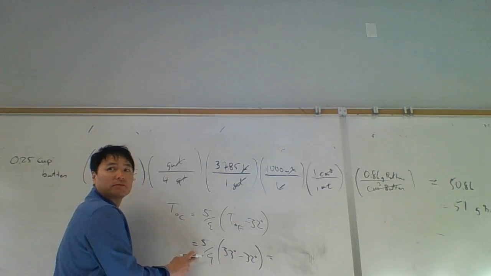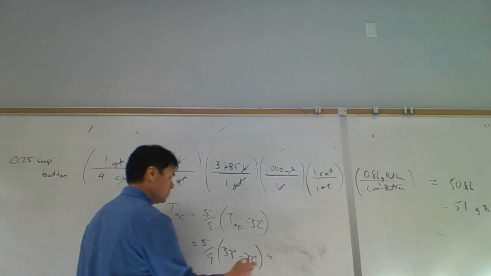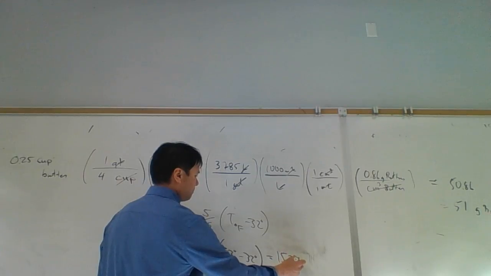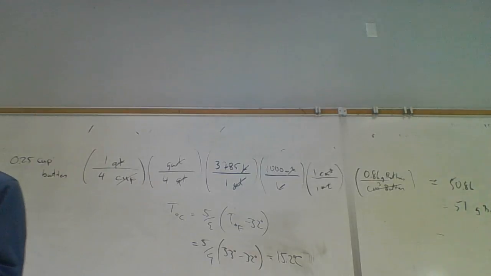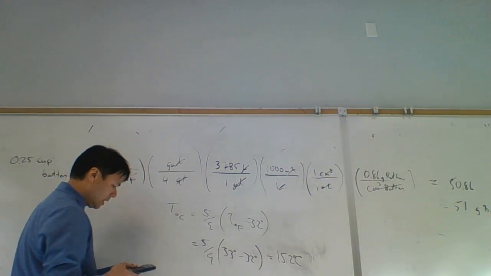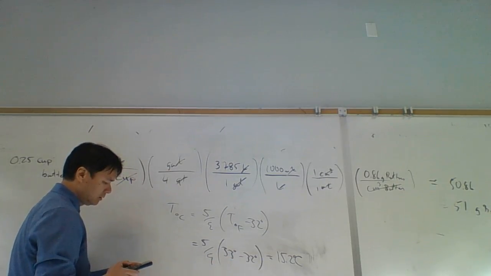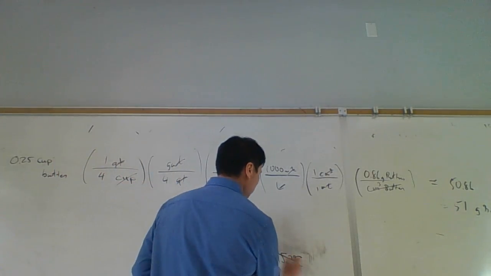Is it 15? 15.2. Is that what other people got? Let me try it. So 5 divided by 9. Essentially, this comes out to 1 degree, so it's 5 divided by 9. I got 0.55. Yeah, it should be 0.55.